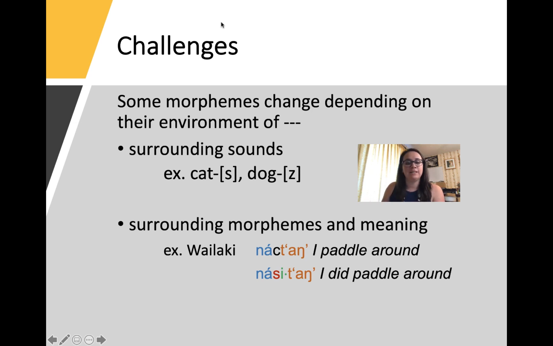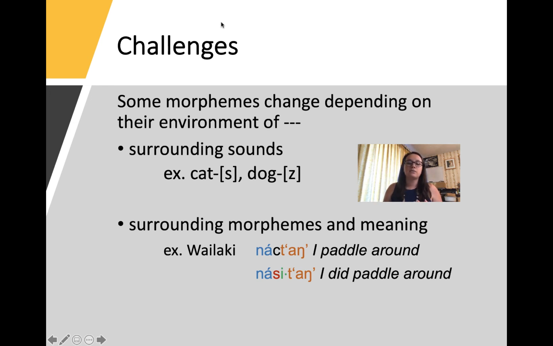What's happening is that S is voiceless and is following a voiceless T, right? So cats, you can feel it, no vibration. Do that with dogs. Dogs, it's voiced because it's following something voiced. So that morpheme that's plural is changing depending on the surrounding sounds. Sometimes morphemes change depending on the surrounding morphemes and meaning.